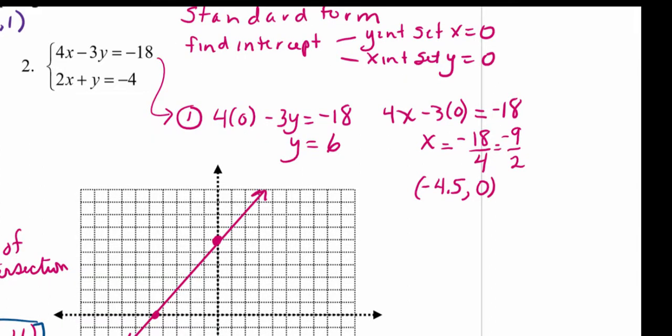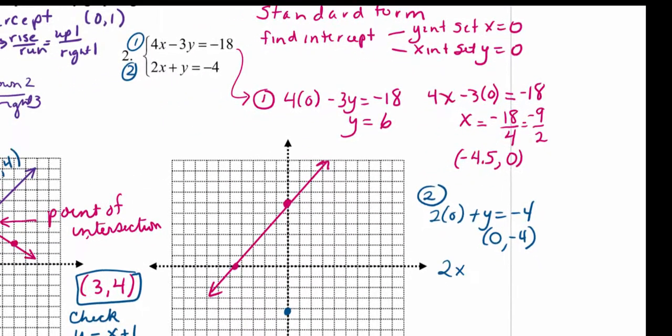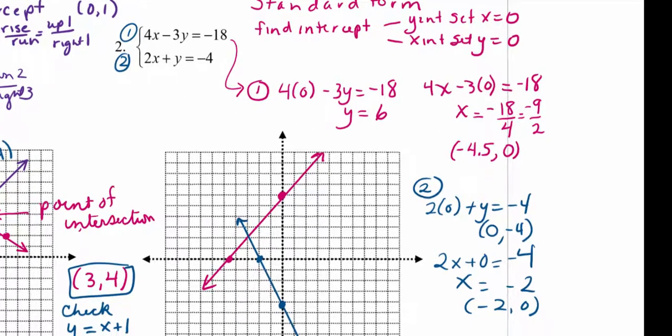Now I'm going to repeat the process with the second line. Let me get a different color. This is line number 2, so this was line number 1. And in line number 2, if we set x to 0, let's start there, 2 times 0 plus y equals negative 4. Then we get 0, negative 4 as our y-intercept. And then if we set y to 0, now we're going to get that x equals negative 2. So negative 2, 0. So there we go. There are the two intercepts. And I'm going to join these with a line. Get your ruler out.